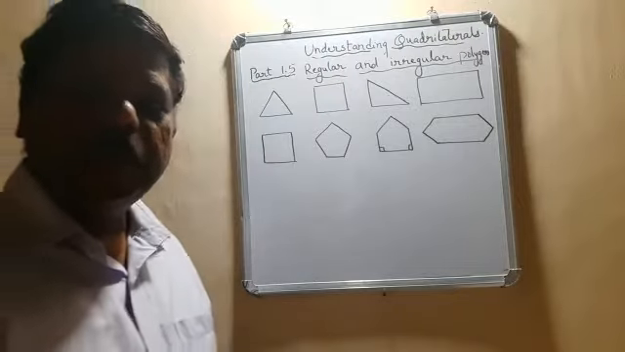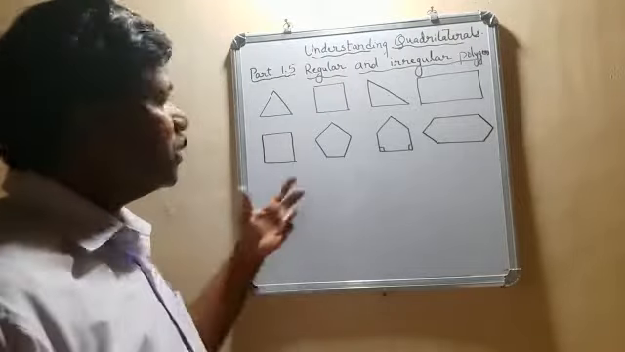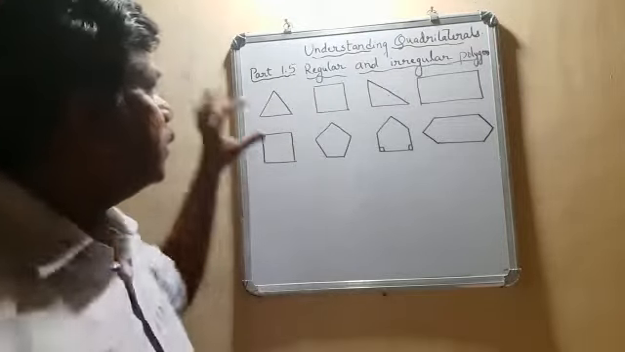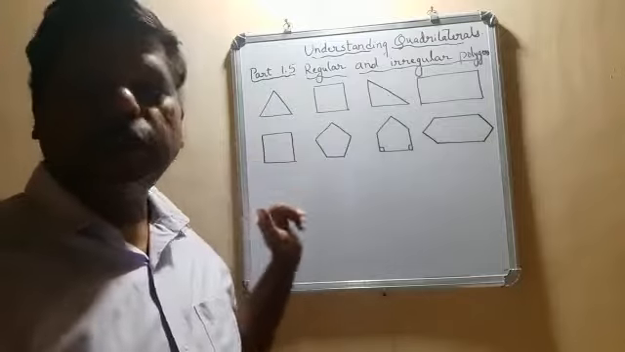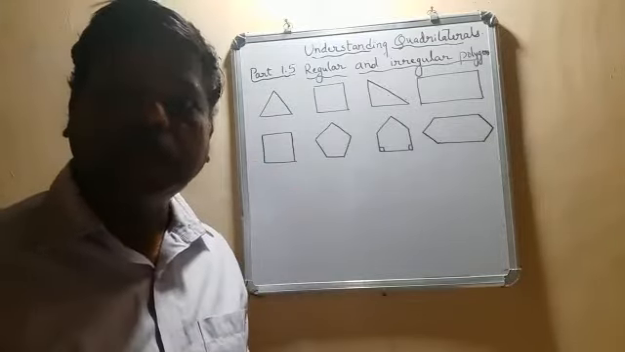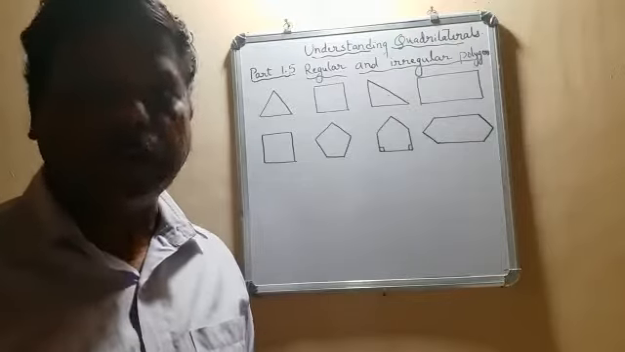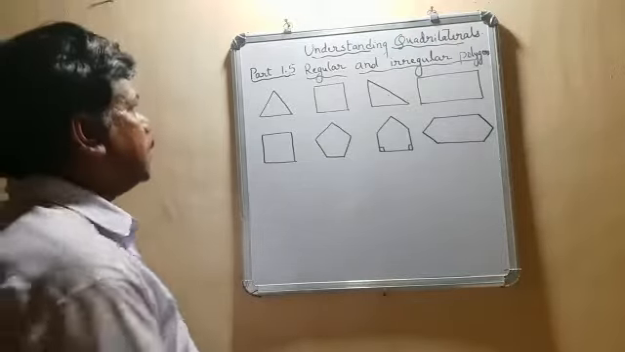So today, as promised, we will continue further with the polygons, that is quadrilaterals and polygons, in which we will identify which is a regular polygon and which is not a regular polygon or irregular polygon. So look at this diagram.